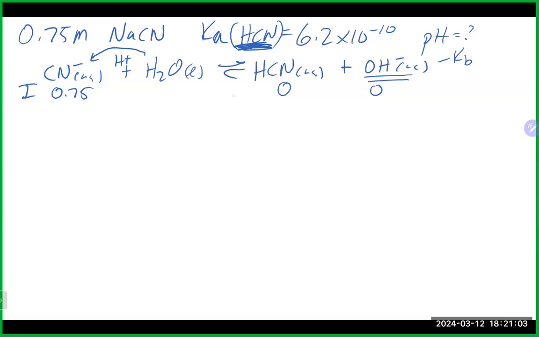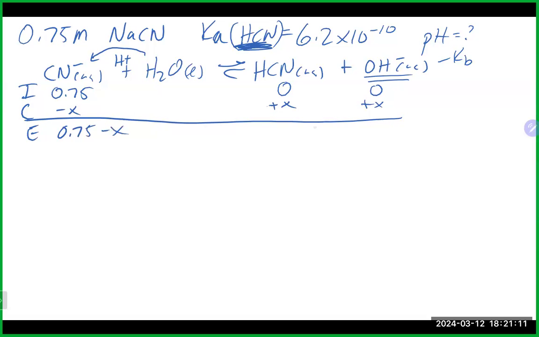0 and 0. Change: minus x, plus x, plus x. That means here 0.75 minus x, x, and x. Any questions on the ICE table here? As we just talked about, this is going to go into our Kb, which will be our HCN, our OH minus, and our CN minus. And we should probably calculate that as well.